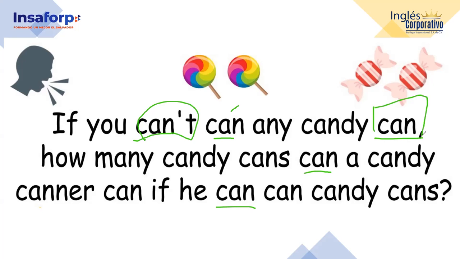Candy can. What is here? This is a noun. It is a candy pot. For example, when you have a recipient and you put some candy, and then that is a candy can. That is a noun. And this is a verb. But in here, this is an auxiliary. This is an auxiliary. And this is an auxiliary. The rest are nouns or verbs.